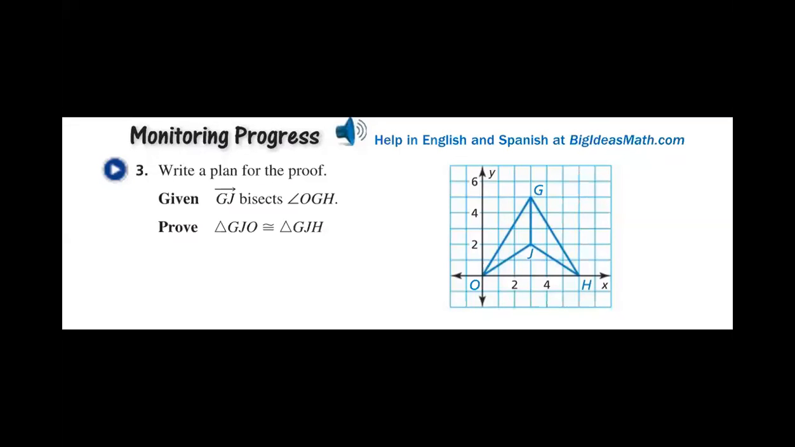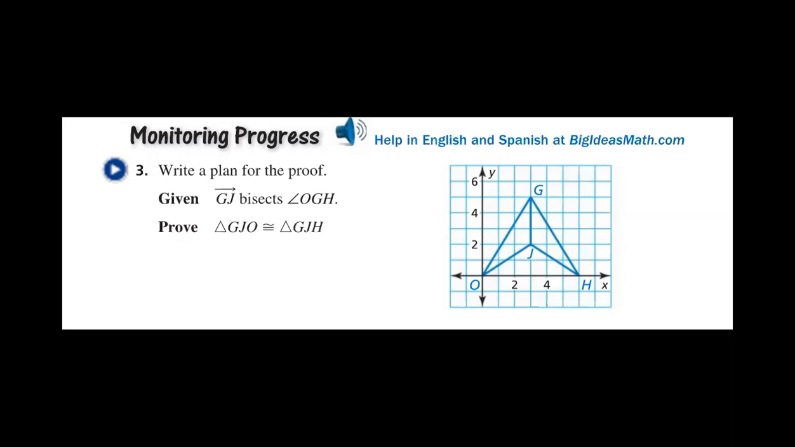All right, so what we're going to look at here is one type of coordinate proof that we're going to see. And they're not actually asking you to prove it. They're just saying to write a plan for it. So what would we have to do? They don't want you to do it. They just want to know what we would do.